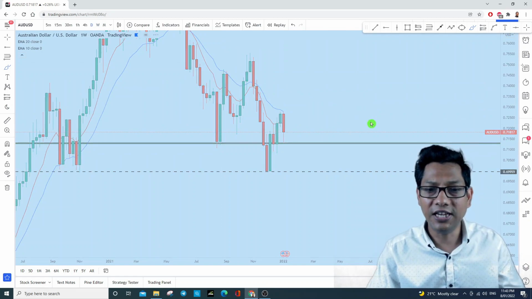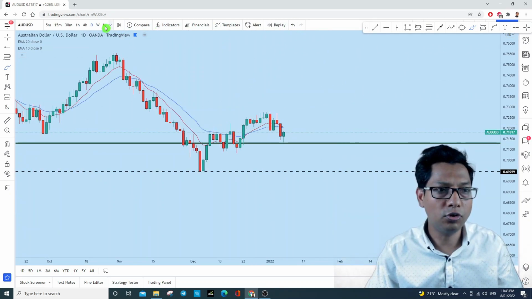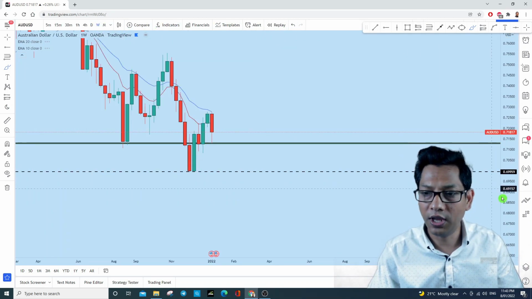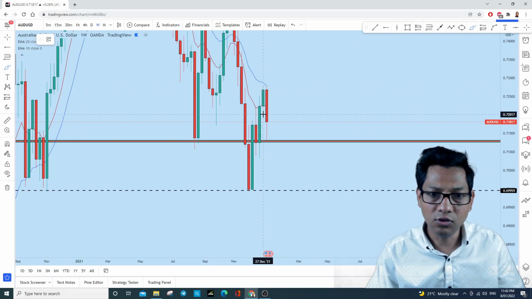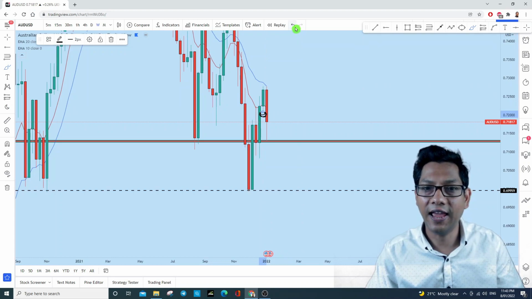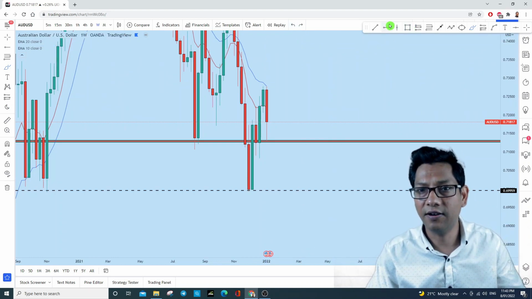Now let's see on the daily time frame, but before going to the daily, let's see where we can see this price move down. If we see that there is a green candle, you see there is a long wick on this green candle, this level can act as a resistance for this move.